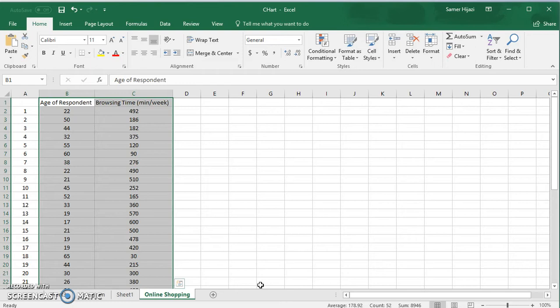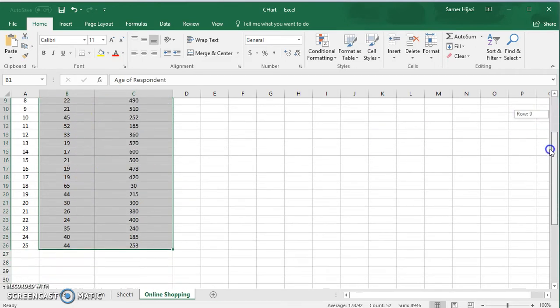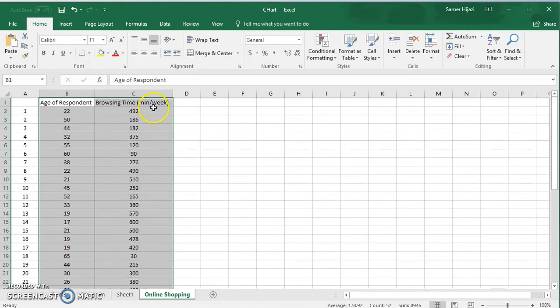So in this example, we have data representing the age of 25 persons that were asked how much time per week, in minutes, they spend browsing online for shopping or other things. We wrote down the number for each person. So the first person is 22 years old. He spent 492 minutes per week online. We're going to see if there is a relationship.